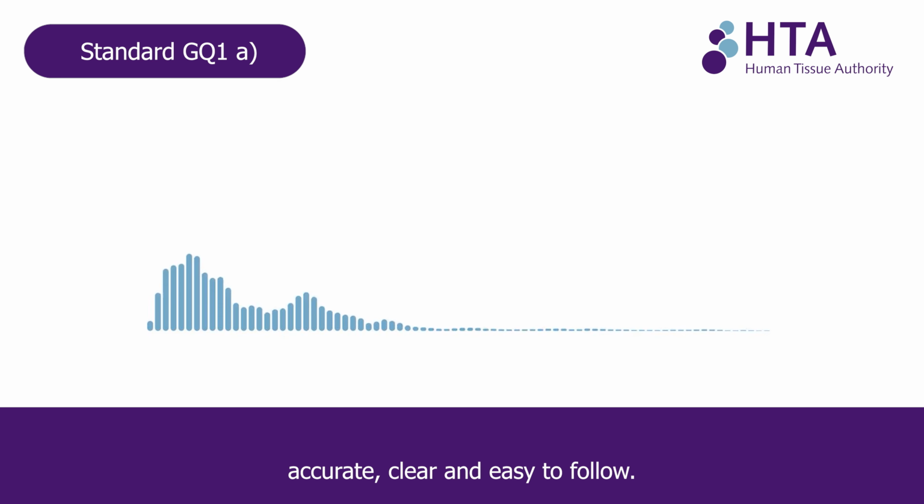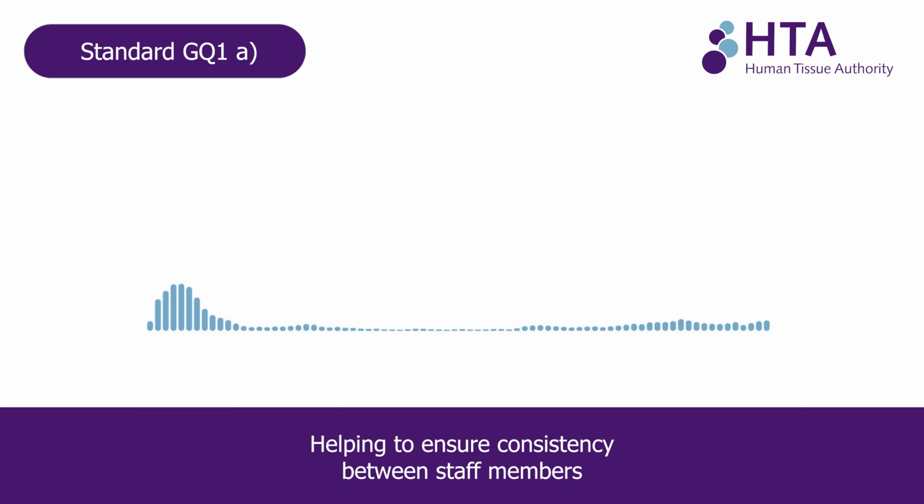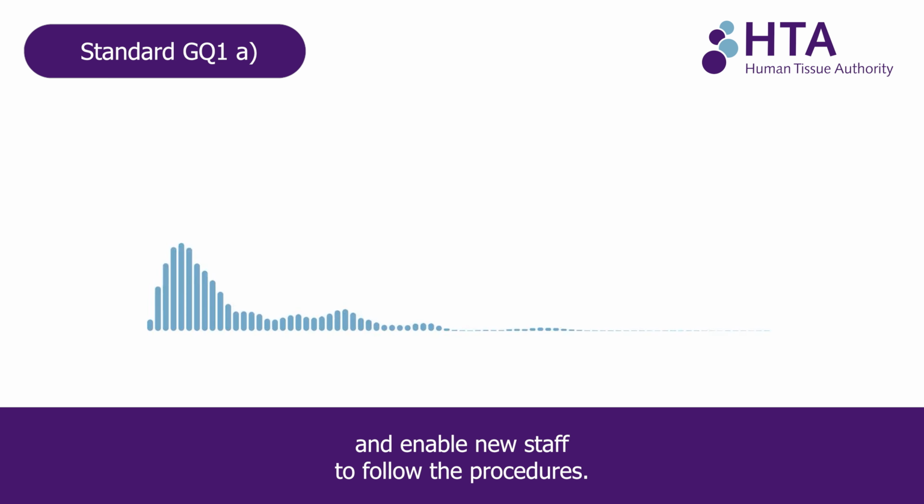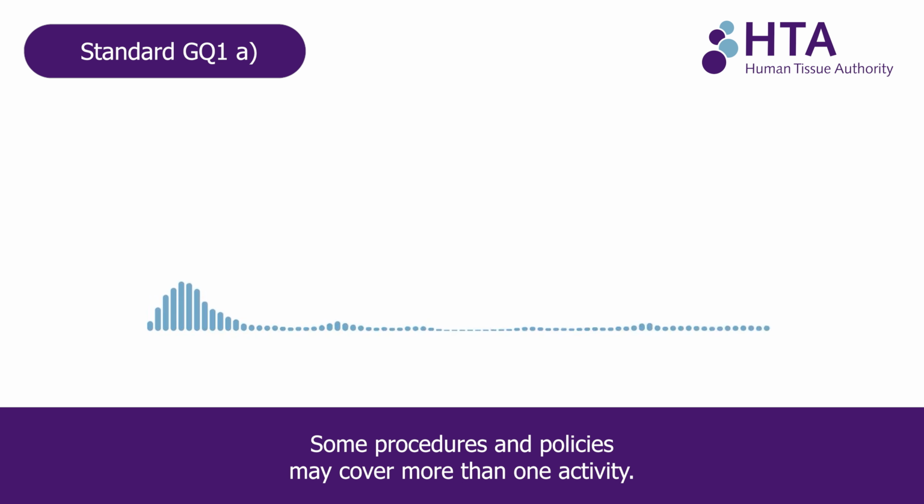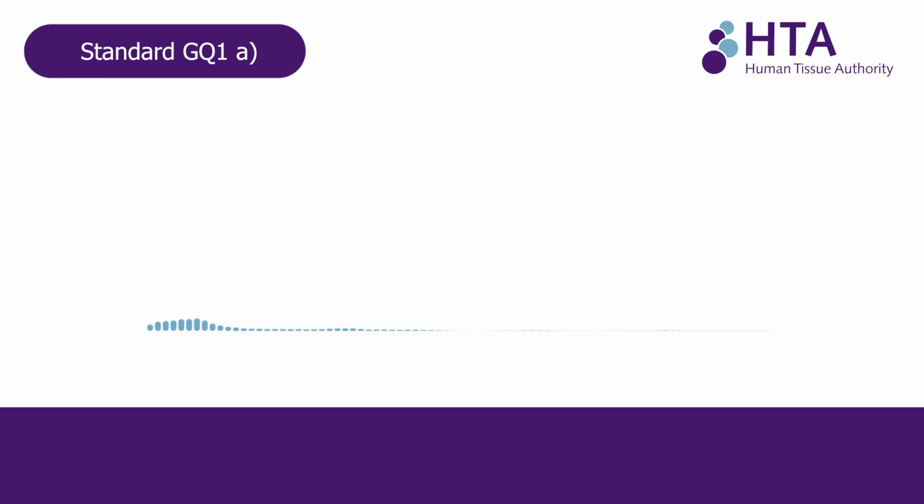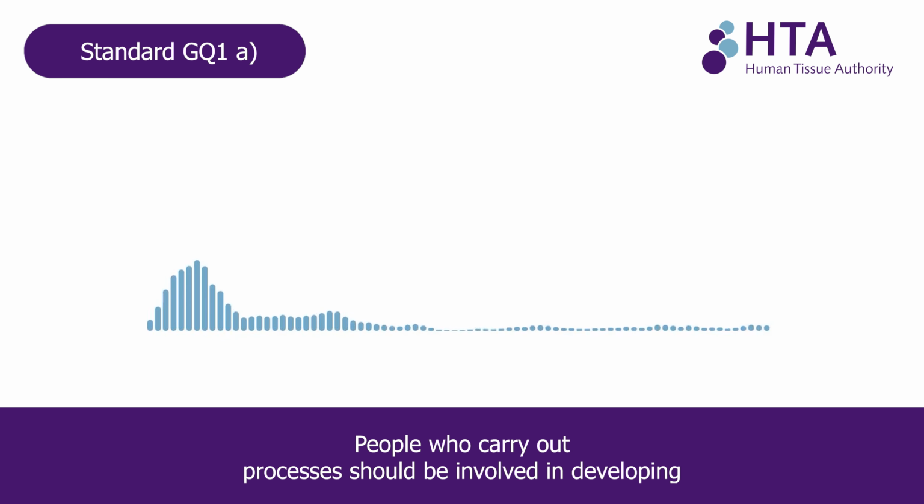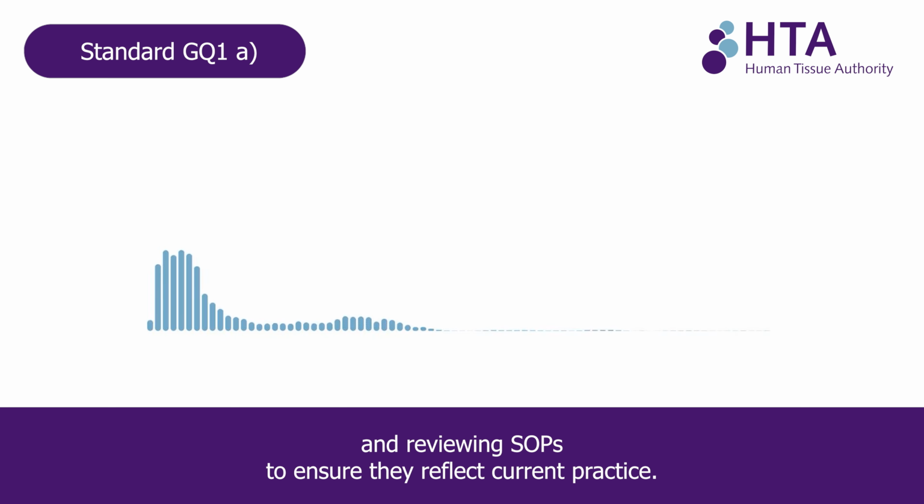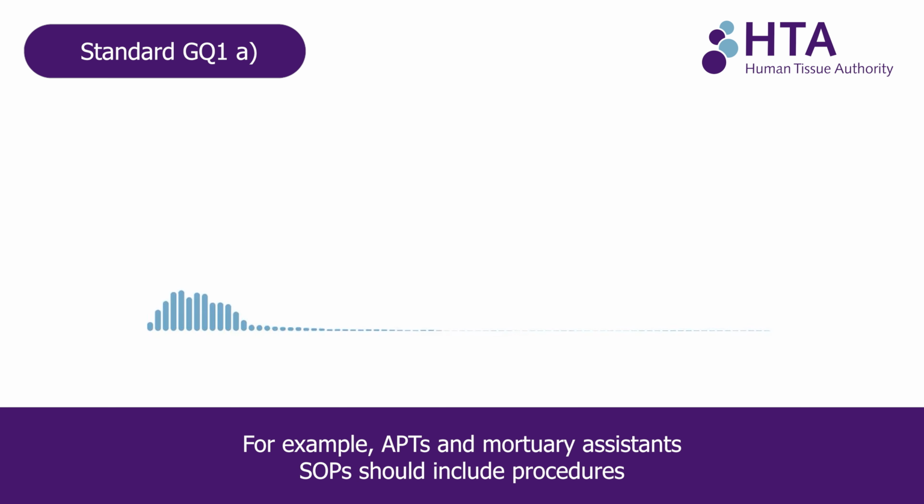SOPs should be accurate, clear and easy to follow, helping to ensure consistency between staff members and enable new staff to follow the procedures. Some procedures and policies may cover more than one activity. People who carry out processes should be involved in developing and reviewing SOPs to ensure they reflect current practice. For example, APTs and mortuary assistants.